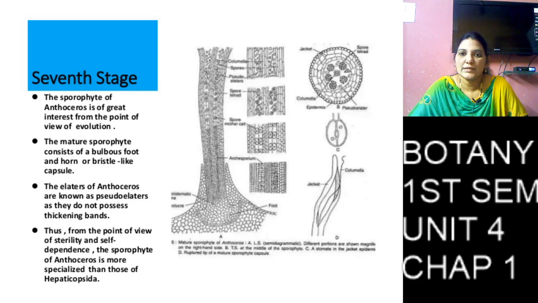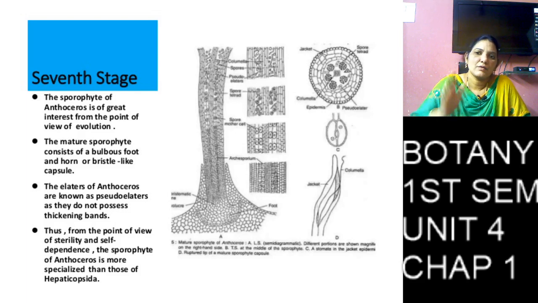What is meant by pseudo-elaters? They did not have any spiral thickenings, so they are called pseudo-elaters. So it is a narrow-shaped structure, and the remaining 50% fertile mother cells undergo meiosis division and divide into 4 haploid spores. That stage is called the tetraspore stage, and next the tetraspores separate from each other and form single haploid spores.